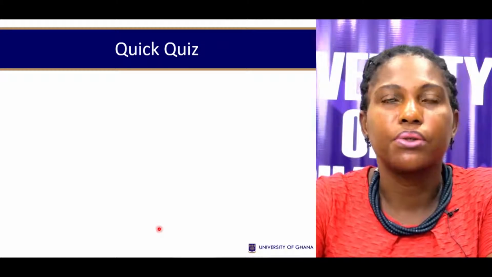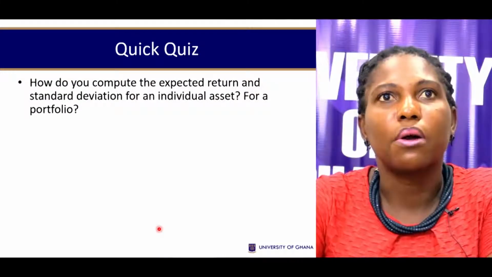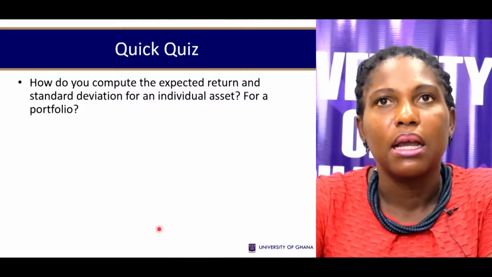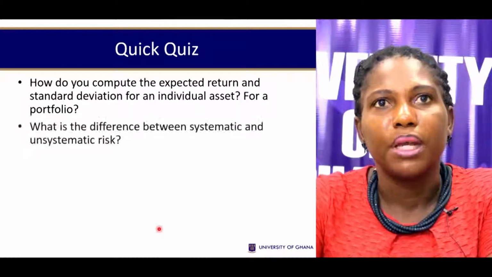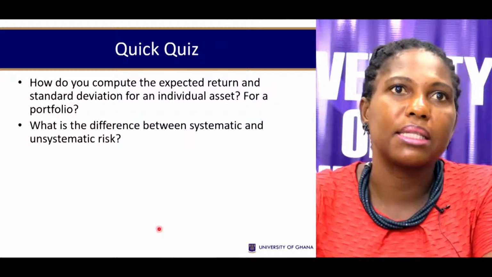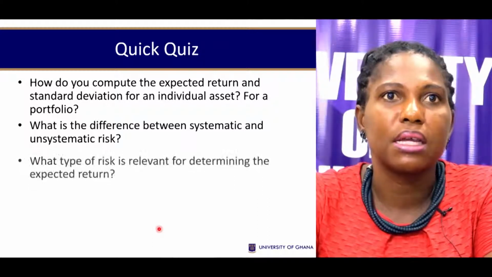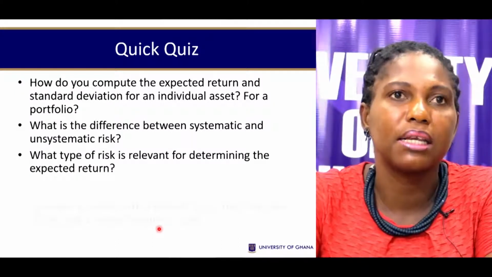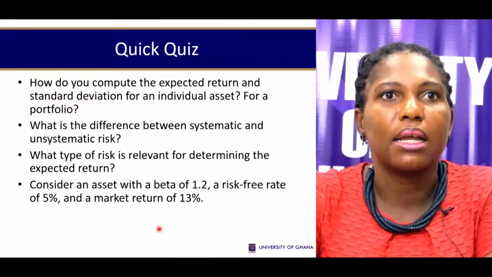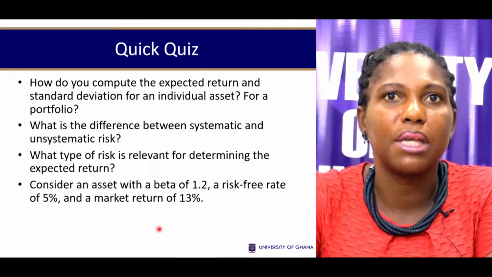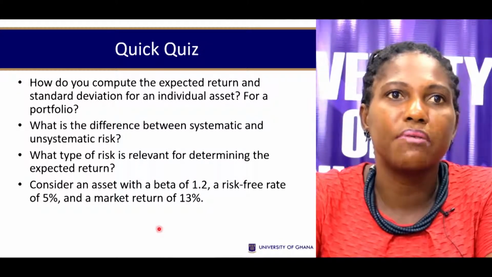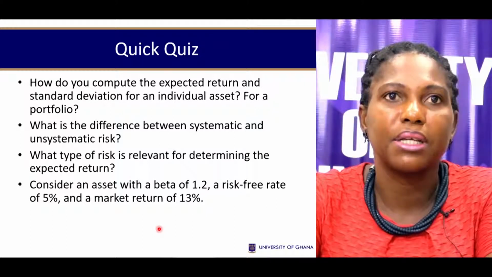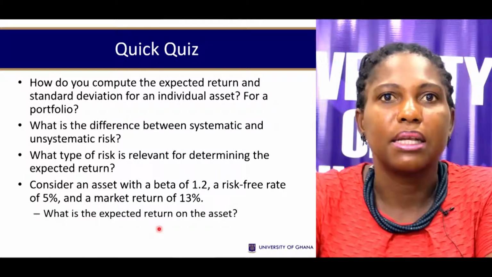Now, some questions to go home with. How do you compute the expected return and standard deviation for an individual asset? And what about a portfolio? Is there any difference between systematic risk and unsystematic risk? And what type of risk is relevant for determining expected returns, if any? And then look at a case where you consider an asset with a beta of 1.2, a risk-free rate of 5%, and a market return of 13%. What will be its expected return?